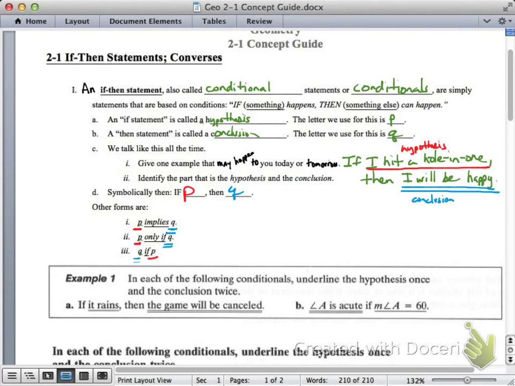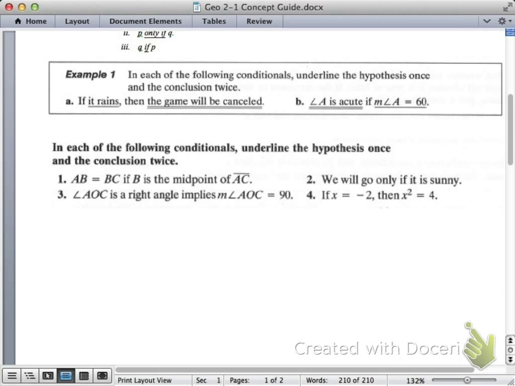The only time the conclusion happens before the hypothesis is if it says only the word if. Notice it doesn't say then in that case. So it's not always an if-then statement. Sometimes these conditionals will have the conclusion first. So one thing we'll be doing is identifying hypotheses and conclusions. Example one, underline the hypothesis once and the conclusion twice. If it rains, then the game will be canceled. It is totally easy if it uses the word if and then. If it rains is the hypothesis. The game will be canceled is the conclusion.